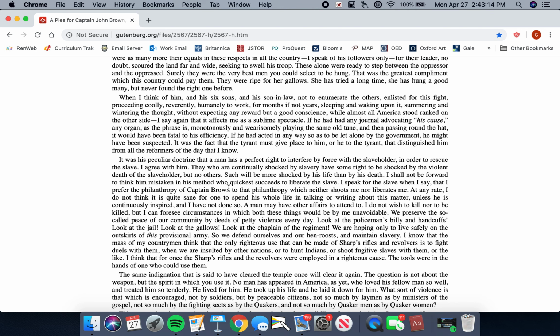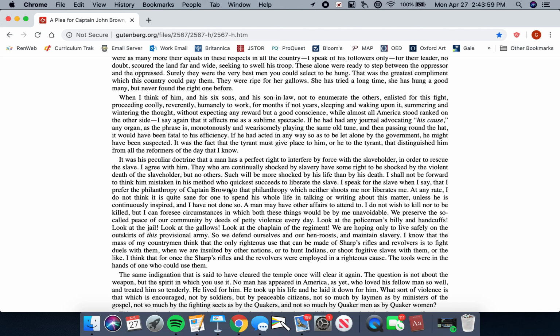He goes on to say, they who are continually shocked by slavery, in other words, continually offended by the existence of slavery, have some right to be shocked by the violent death of the slaveholder. In other words, only the person who has a high enough value of human life, who is continually shocked and offended by slavery, has any right to be shocked by the death of the slaveholder. Because if they're going to equivocate about the value of the life of the slave, then they might as well, in order to be consistent, equivocate about the value of the life of the slaveholder.